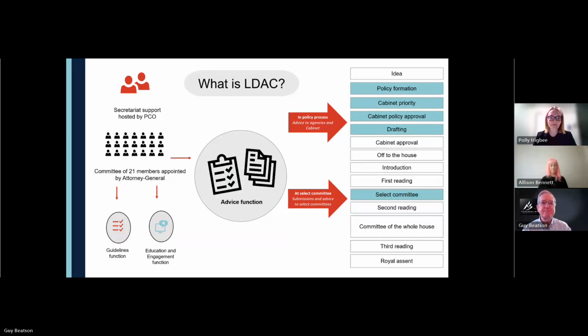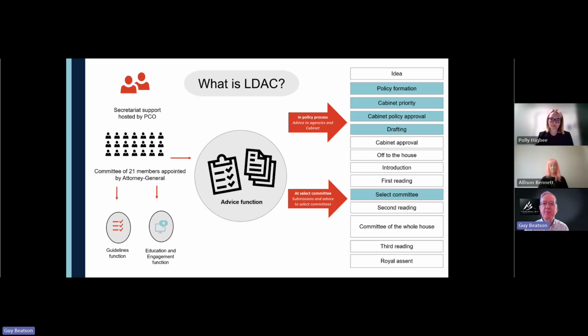So before we get into the webinar itself, I'd like to talk briefly about LDAC, what it is, and how LDAC can help you as policy and legal advisors. The Legislation Design Advisory Committee is made up of members appointed by the Attorney-General to support good legislative design. There's a mix of public service and non-public service members, and we've got both of those in our webinar today. All members are voluntary or unpaid for their LDAC work. In the case of the public sector employees, their time is loaned by their employer.